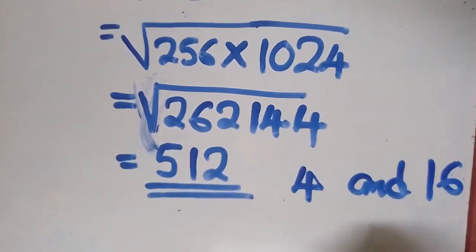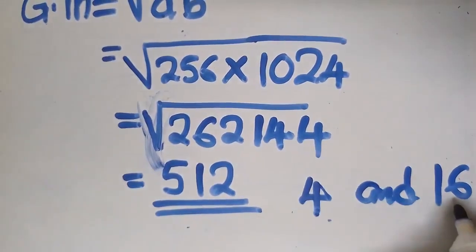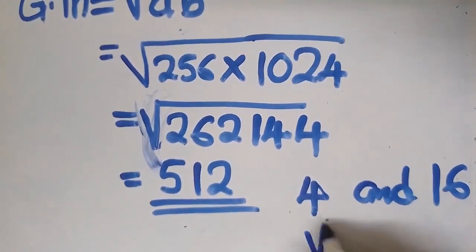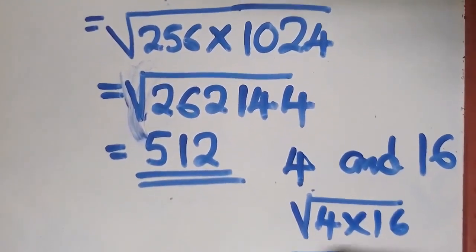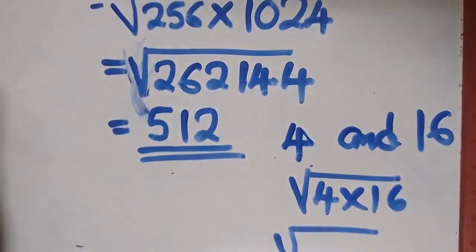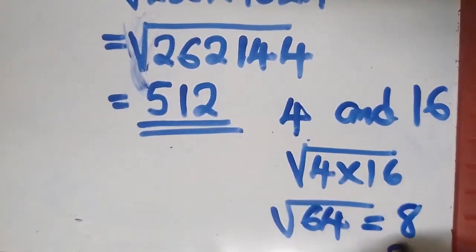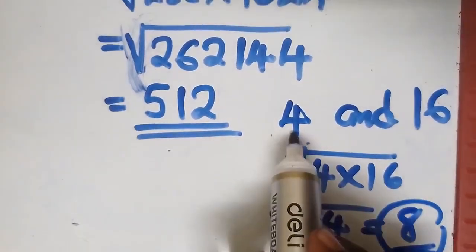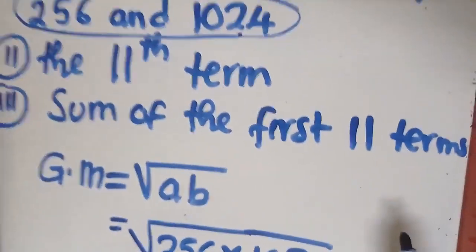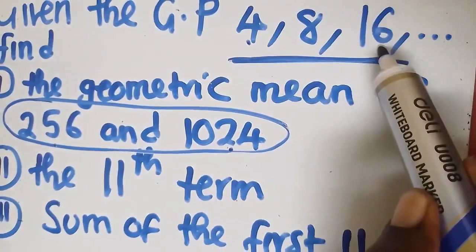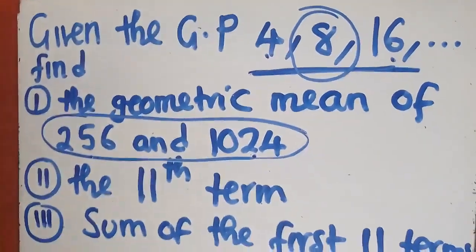If you are told to find the geometric mean of 4 and 16, you multiply them and put them under a root like this. Then you say 4 times 16, which is 64, right? The square root of 64 is 8. So the geometric mean of 4 and 16 is 8, which is in the question we are given here. I picked 4 and 16, and we found the number here, which is 8.